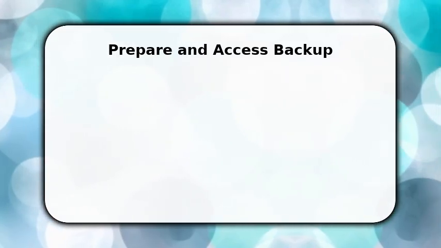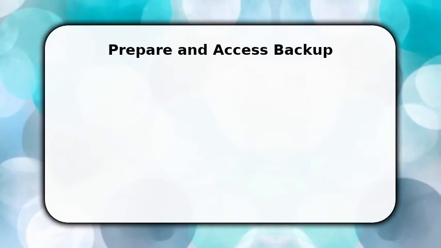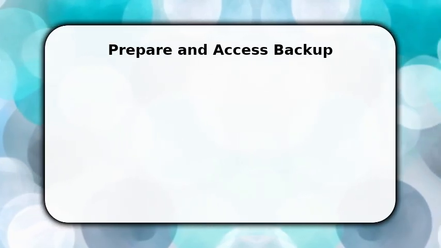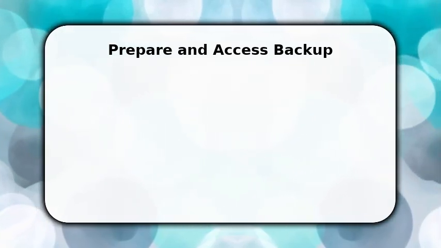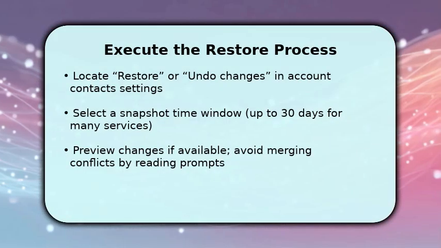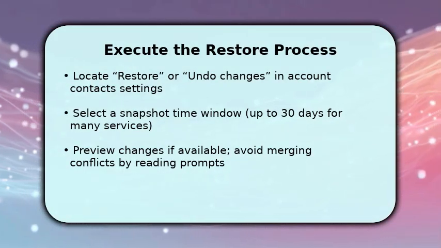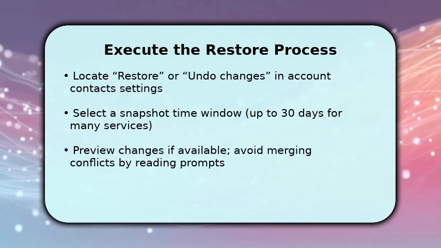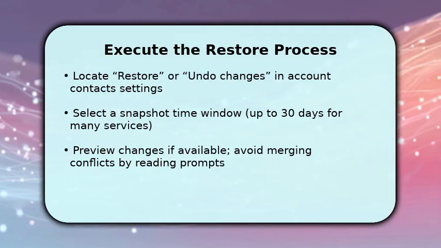Begin immediately with the account's Restore or Undo feature. It locates the last saved snapshot so you don't overwrite existing data. Now you choose the actual snapshot to restore. Pick a time just before deletion occurred because that minimizes lost updates.